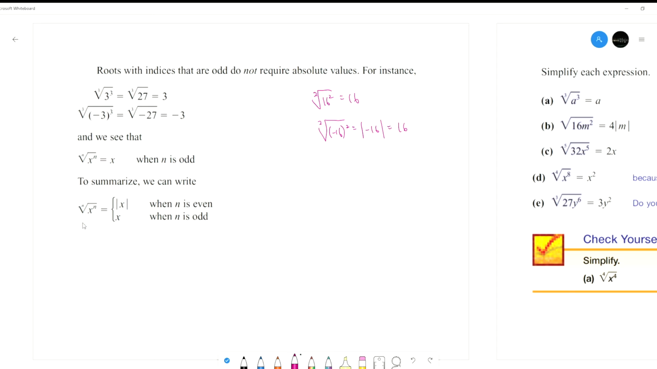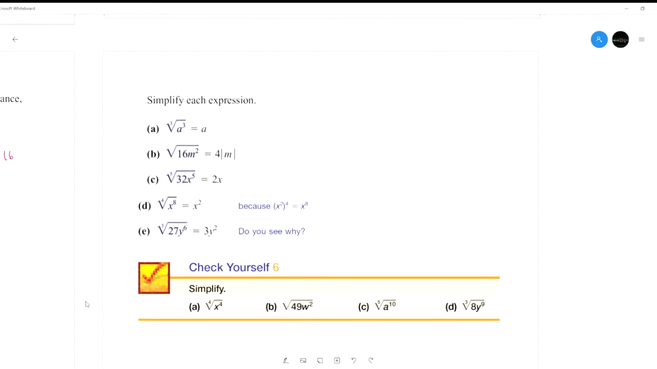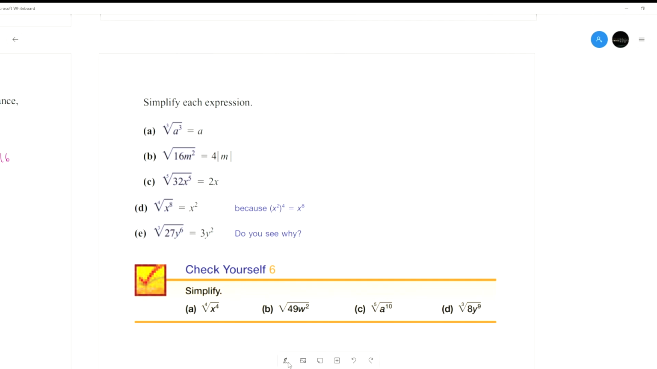All right, so this is what we have to remember. Square roots, absolute value, right? Let's look at some exercises here and further drive home that point. We have cube roots, right? Cube root of a cubed is just a. But in this problem, we have the square root of 16m squared.